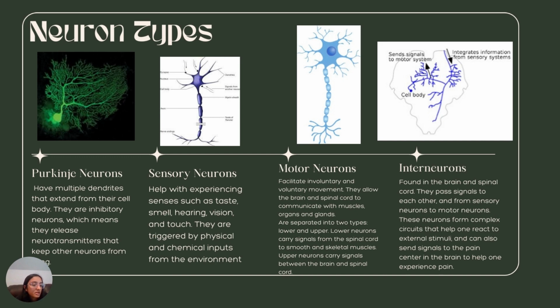Motor neurons are separated into two types: lower and upper. Lower neurons carry signals from the spinal cord to smooth and skeletal muscles. Upper neurons carry signals between the brain and spinal cord. Interneurons are the most common type of neuron, found in the brain and spinal cord. They pass signals to each other from sensory organs to motor neurons. These neurons form complex circuits that help one react to external stimuli and can also send signals to the pain center in the brain to help experience pain.